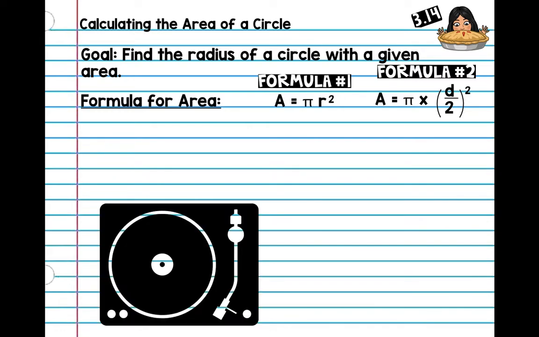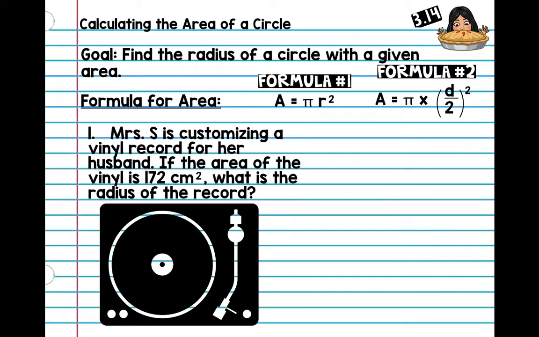So let's look at this word problem. Miss S is customizing a vinyl record for her husband. Again, these old records are called vinyl. If the area of the vinyl is 172 centimeters squared, what is the radius of the record? So you see how we're working backwards. The area is 172, and we want to find out what this is.